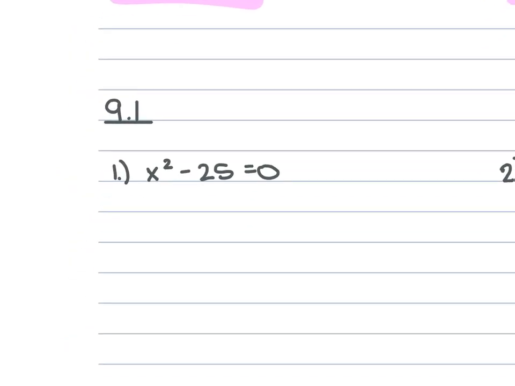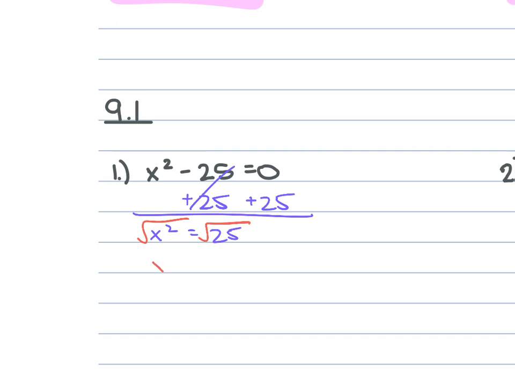For 9(1), we are solving by taking the square root. So we are going to be moving everything over in order to get x squared by itself. For this example, we have x squared minus 25 is equal to 0. So we're going to add the 25 to both sides. This is going to give us x squared is equal to 25. We take the square root of both sides, and we have that x is equal to plus or minus 5.